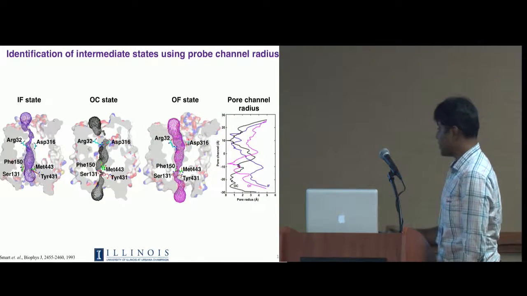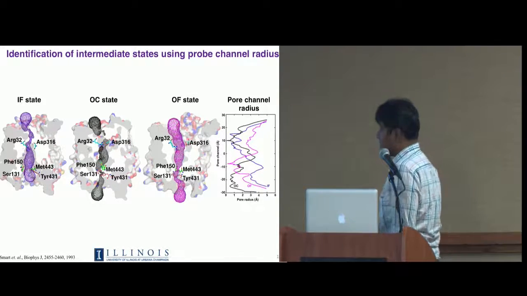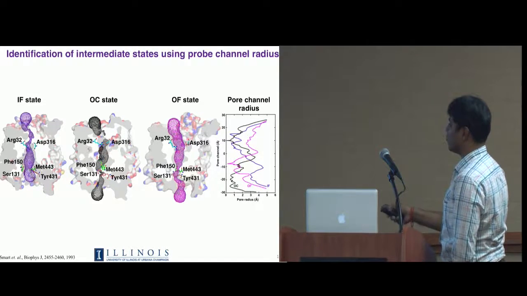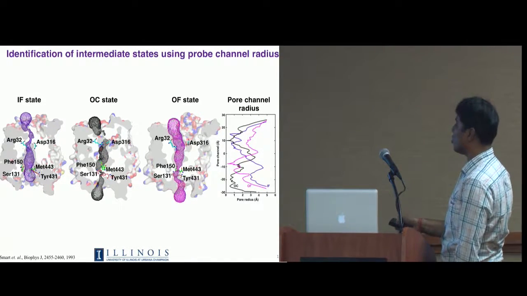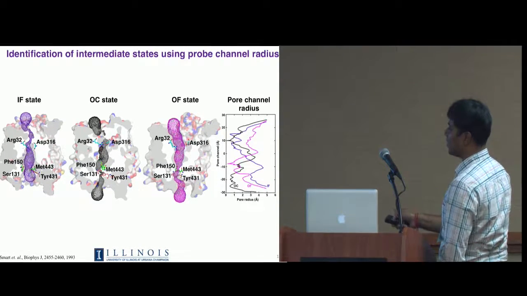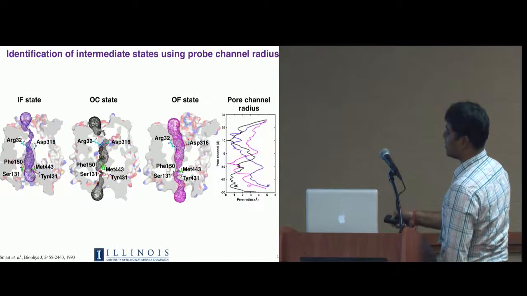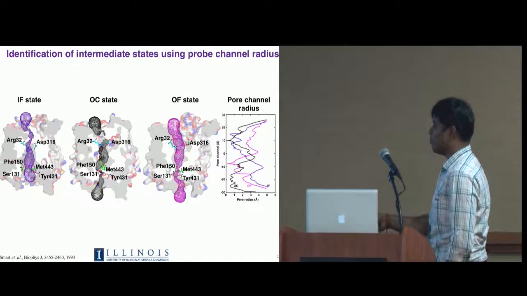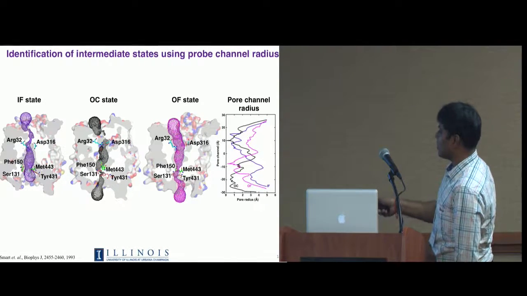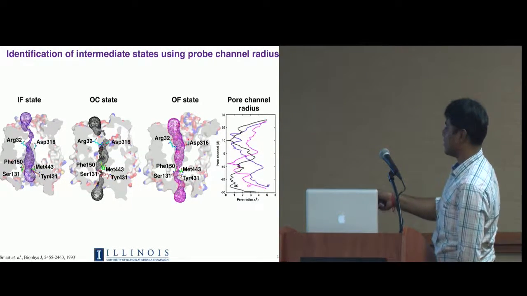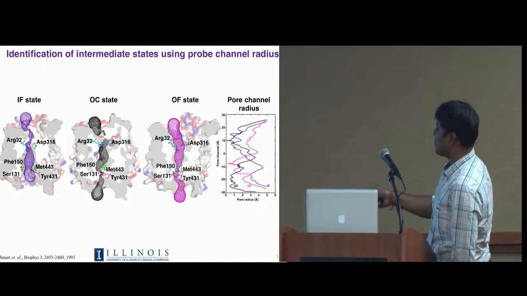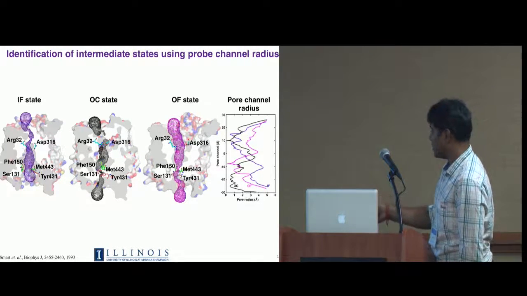Once we have these states, we look into the volume of the pore channel radius using the HOLE program. Here we see the highest state is the crystal structure. We have one starting point, which is constructed at the top, and it has a bulged volume at the bottom of this transporter, which shows that it is open to the cell. Here it is closed at both ends and has more bulge at the center of the transporter, and it's the OC state. In the OF state it's closed at the bottom and open to the outside.